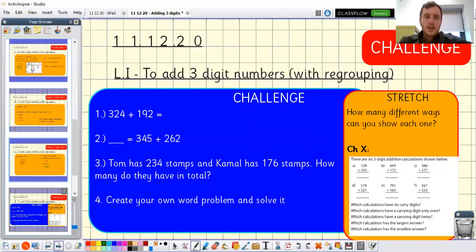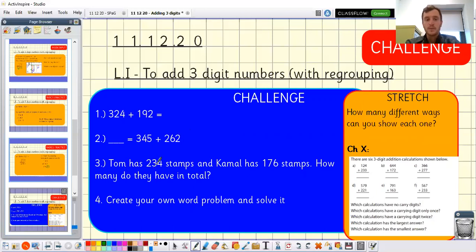Moving on to a bit more of a challenge for you. I've got a number of questions this time. The first one is 324 plus 192 is equal to something. The next question is flipped around, but it's the same idea. 345 plus 262, and you'll just need to find the answer at the start this time.